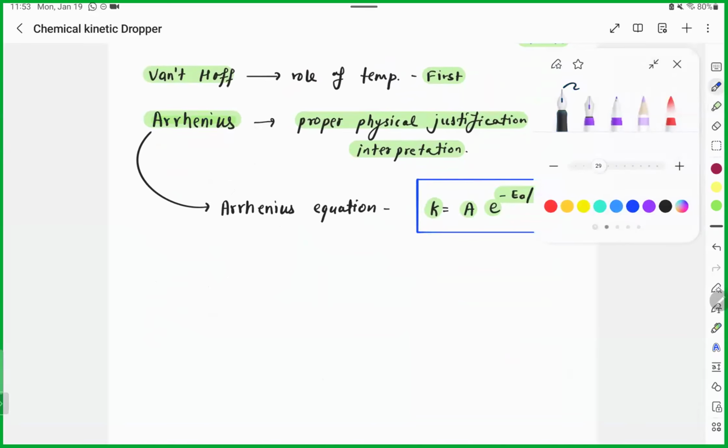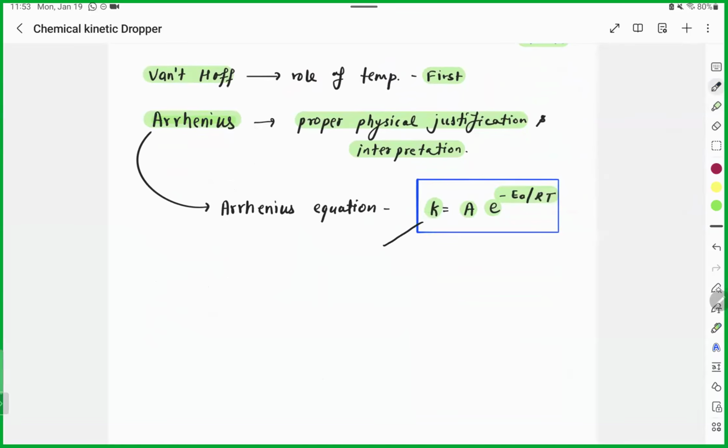Okay. Do you all know what is K in this case, Tohina? Sir, rate constant. Rate constant, yes. Jordan, what is A? It is known as frequency factor or Arrhenius factor or pre-exponential factor.